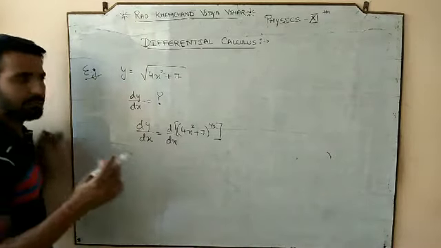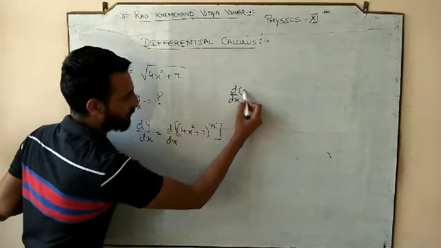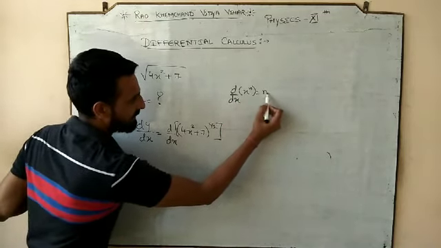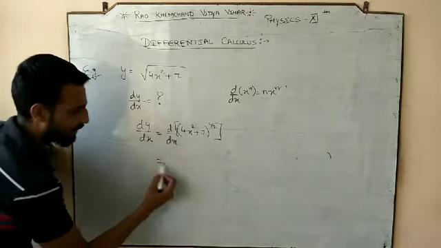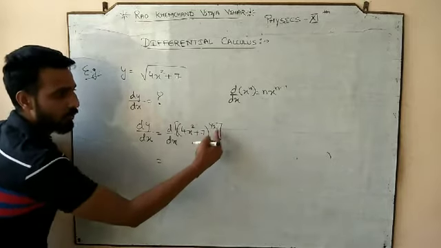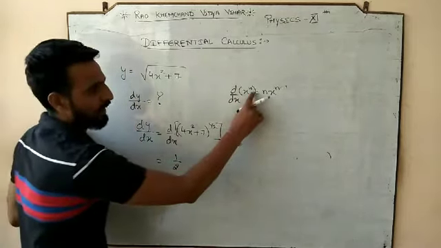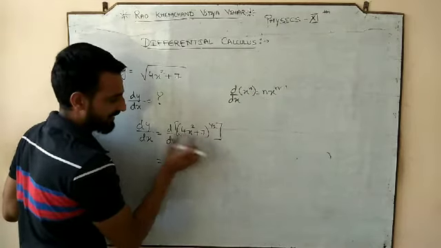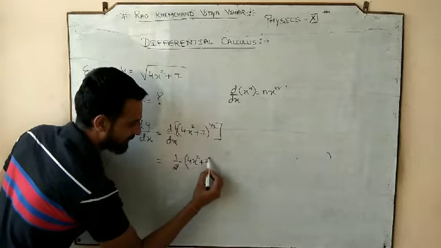So we will apply the power rule. And what was the power rule? That d by dx of x power n is n x power n minus 1. So please help me out. What's your power? 1 by 2. So it would be in front. But here it is x power n, but in place of x there is a whole term, which is 4x square plus 7.